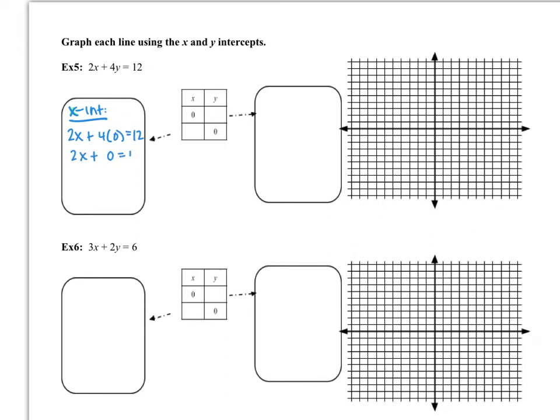4 times 0 is 0. Anything plus 0 is itself. That won't change it. So 2x plus 0 is 2x. And then I'm going to divide both sides by 2. That will give me an x value of 6.